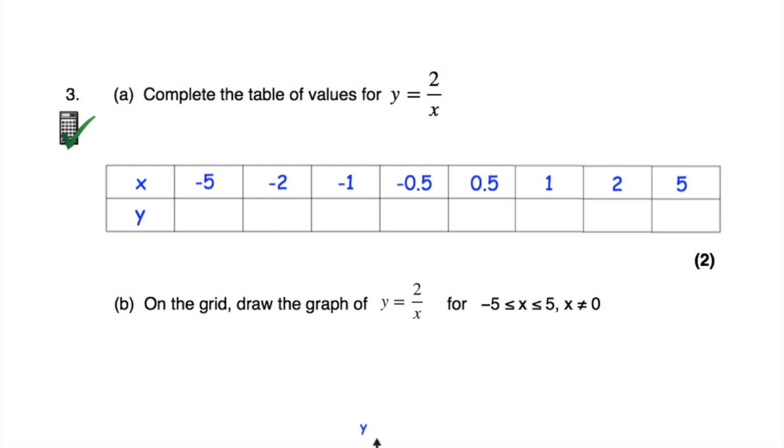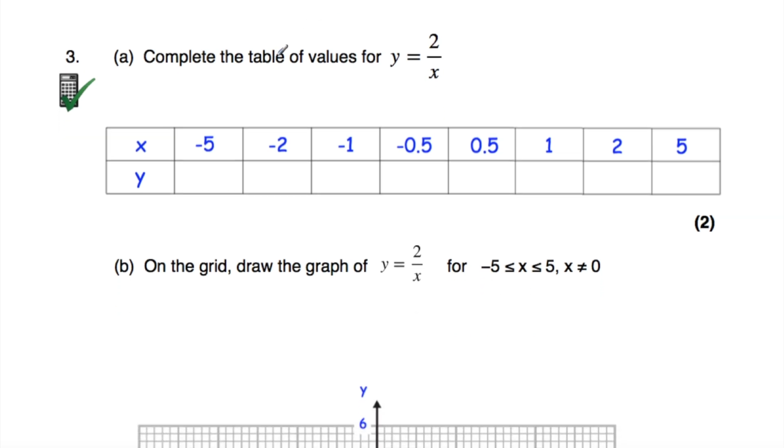Okay, so let's have a look at our next question, question number 3. Question number 3 says, complete the table of values for y equals 2 over x. So here we've got our xy table, and we've got the values of x, such as -5, -2, -1, -0.5, 0.5, 1, 2, and 5. Okay, so it's a calculator question, so we just need to do 2 divided by each of these values.